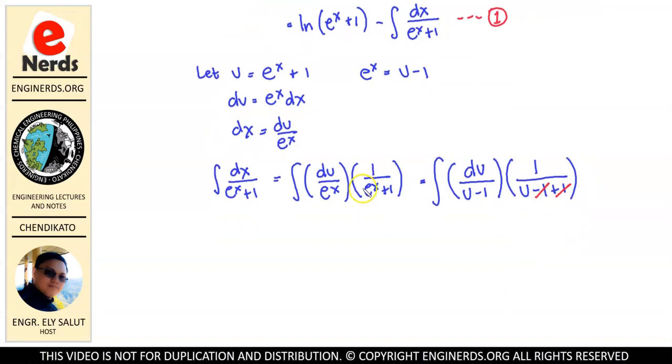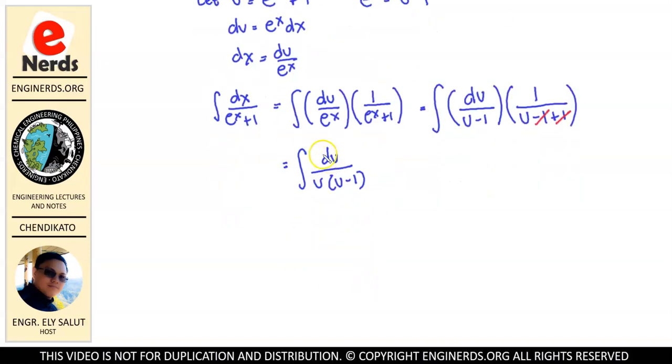So, that means we will have here the integral of du over u times u minus 1. So, this is equal to this. Now, how are we going to solve this? Mahirap din sagutan itong du over u times u minus 1. Well, actually, we will be able to solve this by partial fraction.